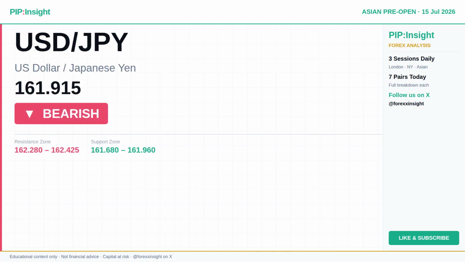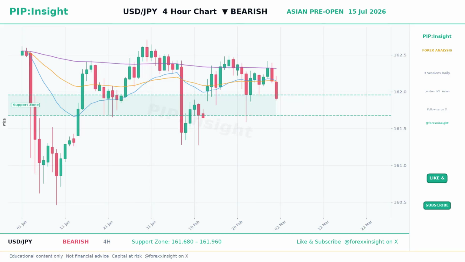Dollar yen. The chart is showing bearish structure on this session. The 1 hour is also pointing lower. Resistance is marked between 162.28 and 162.425. Support is marked between 161.68 and 161.96. Here is the full chart breakdown.